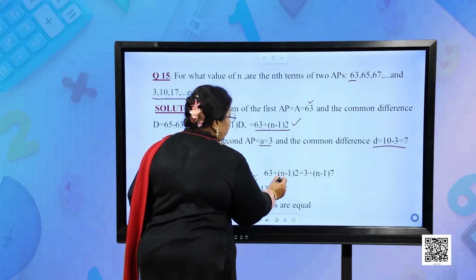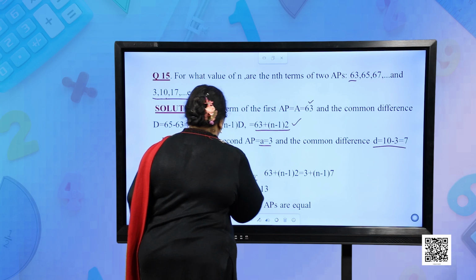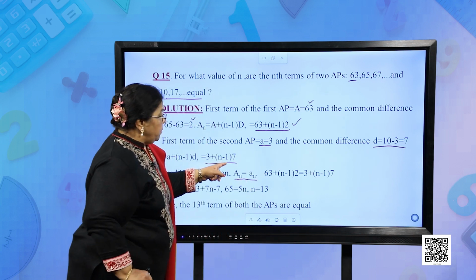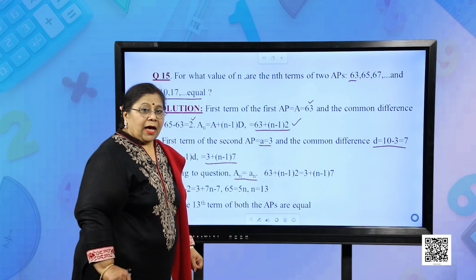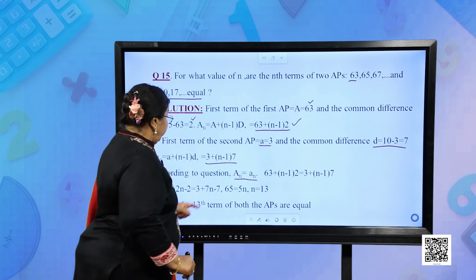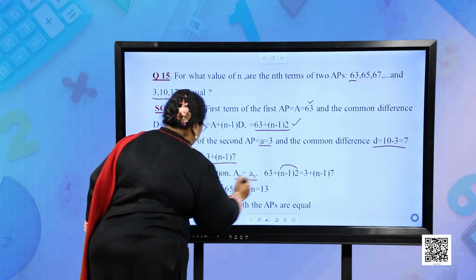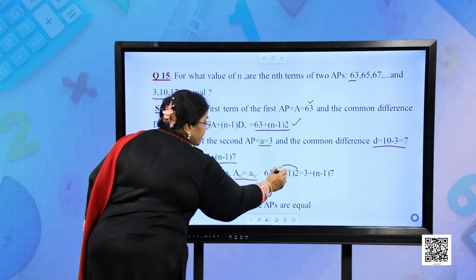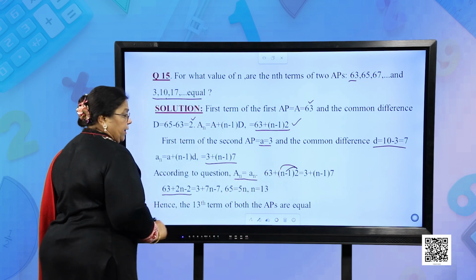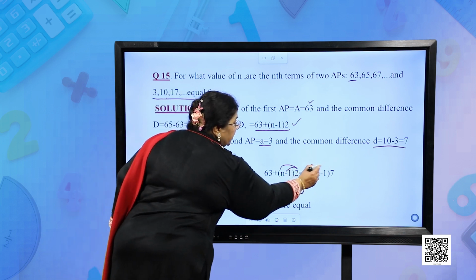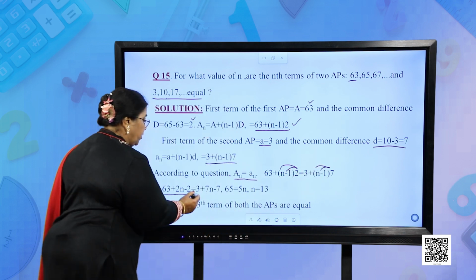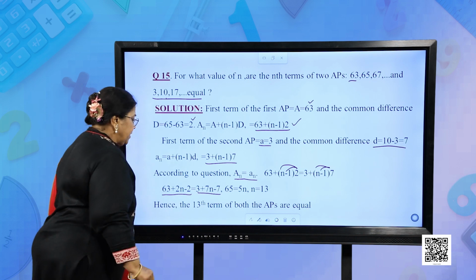63 plus n minus 1 into 2 is equal to 3 plus n minus 1 into 7. I hope it is clear. Now, if I solve this, 63 plus what is 2 into n? It is 2n minus 2, okay, and 3 plus 7n minus 7. Look here, 3 plus 7n minus 7.